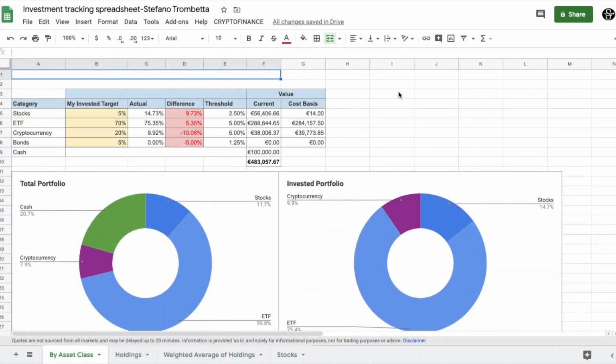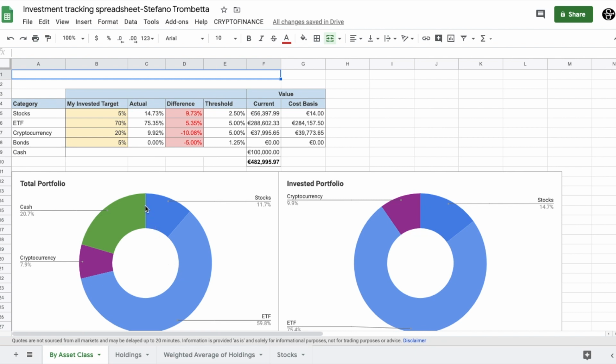Okay, so here it is. Clearly these are not real numbers, and these are not my real holdings, but this is just to give you an idea. Basically, you only have to change the things that I colored in yellow, and I'll show you. I divided it by asset class, holdings, weighted average of holdings, stocks. And you only need to change where it's yellow and in this right here.